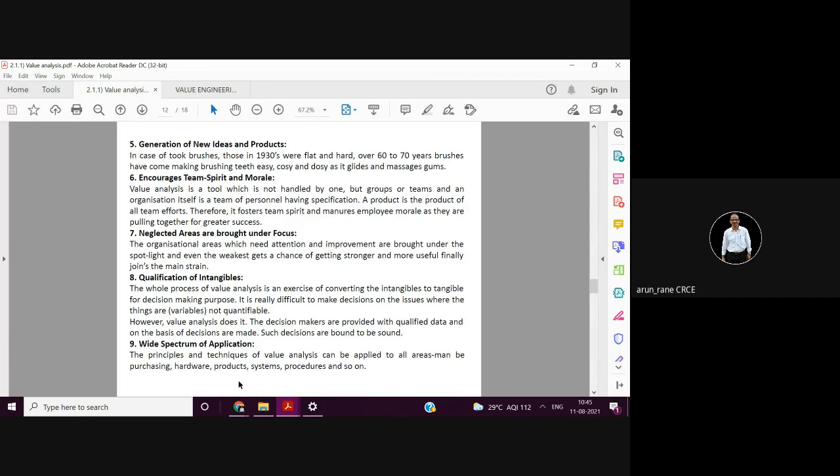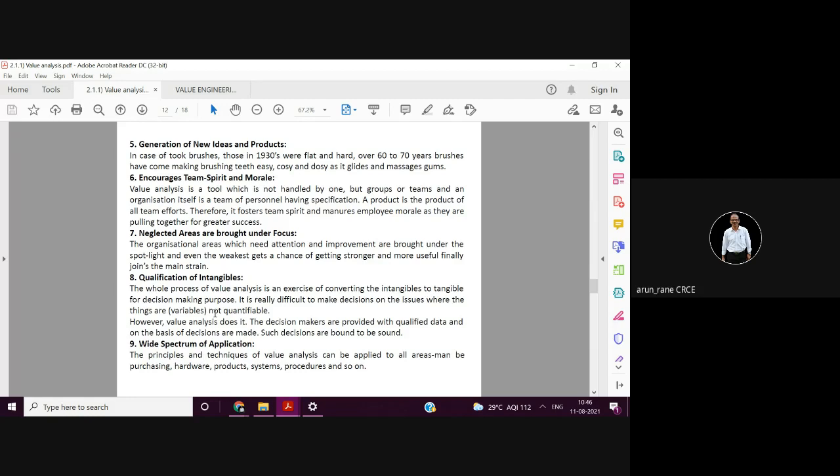So this is what you have to build up in your team. Then neglected areas are brought under focus. Many times it happens that some areas, when you are doing value analysis, remain unattended. So that can be brought up.